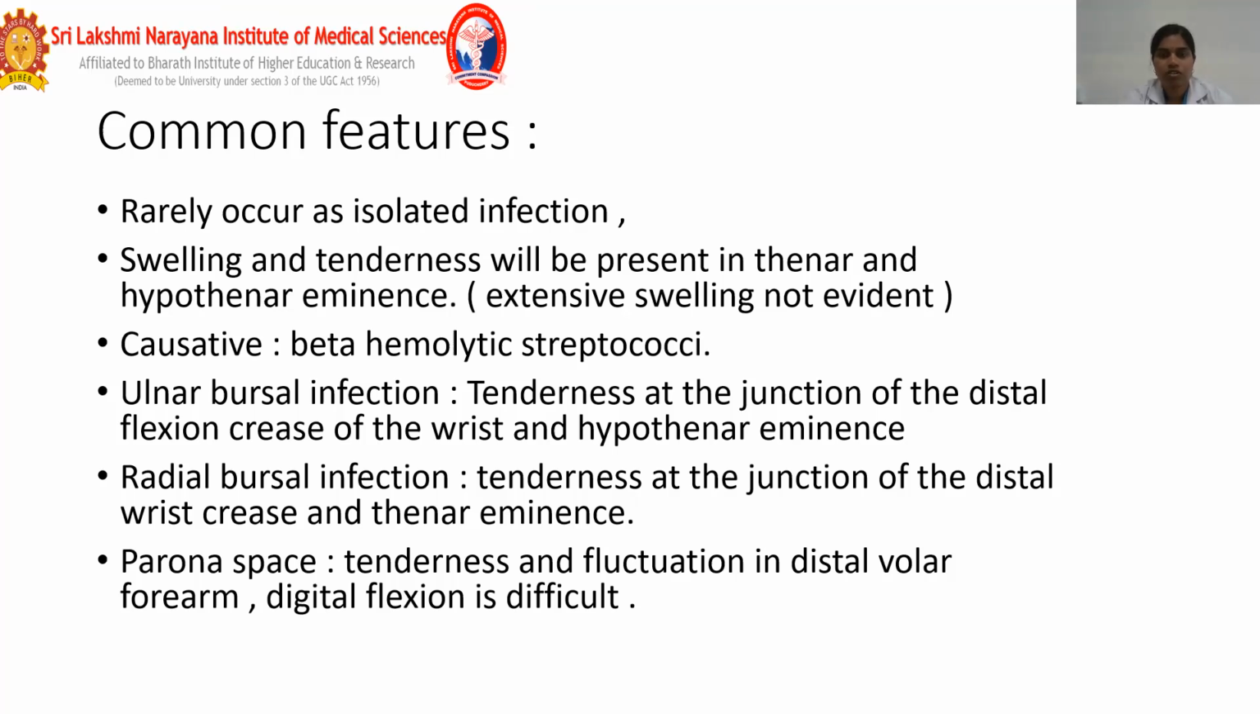Ulnar bursa infection: tenderness at the junction of the distal flexor crease of the wrist and the hypothenar eminence. Radial bursa infection: tenderness at the junction of the distal wrist crease and thenar eminence. And Parona space infection will cause tenderness and fluctuation in the distal volar forearm, and distal flexion is difficult.